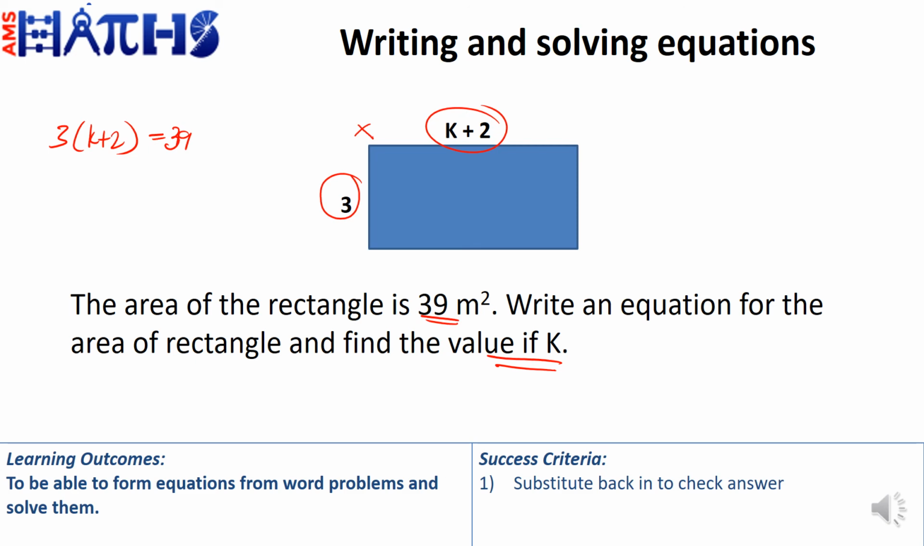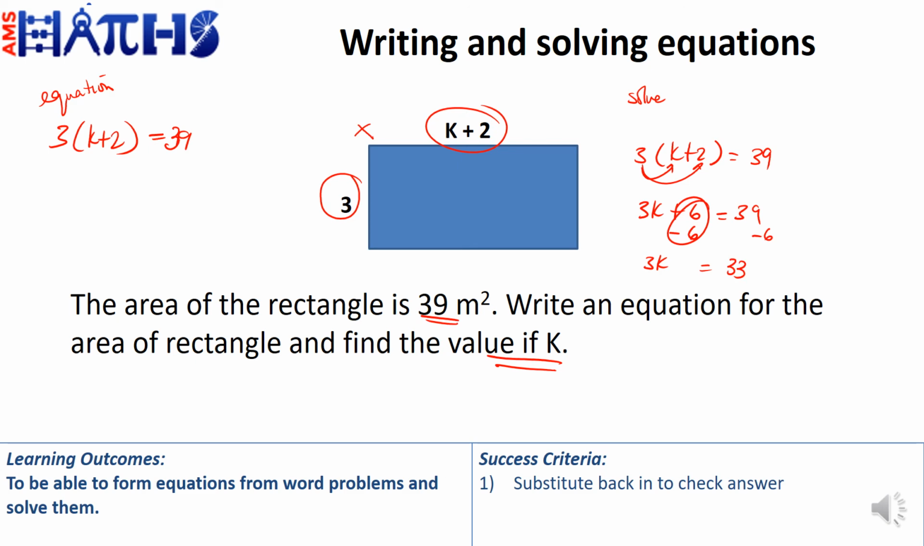So this is our equation, and now we're just going to solve over this side. 3 bracket k plus 2 is equal to 39, so we have to expand our brackets, so we get 3k plus 6 is equal to 39. Then we subtract 6 on both sides to get 3k on the left and 33 on the right. Then we divide both sides by 3, so 3 divided by 3 is 1, so we're left with 1k, and 33 divided by 3 is 11, so k is 11.